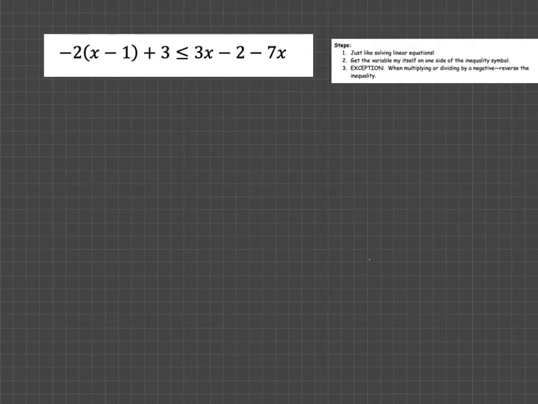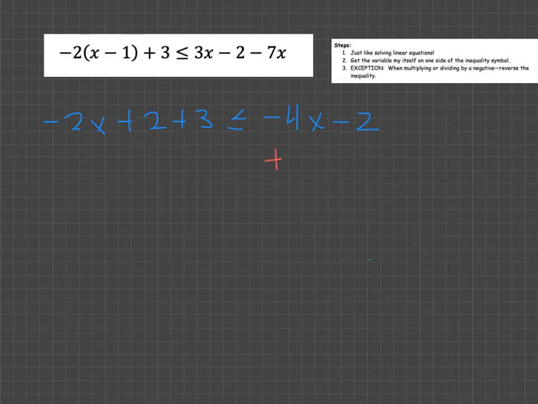So for this one, we've got x trapped inside the parentheses. So first thing to do is to distribute that negative 2. So negative 2x, and then negative 2 times negative 1, we're going to get a plus 2. Plus 3, less than or equal to. Let's combine the 3x and the negative 7x, and that gives us a negative 4x minus 2.